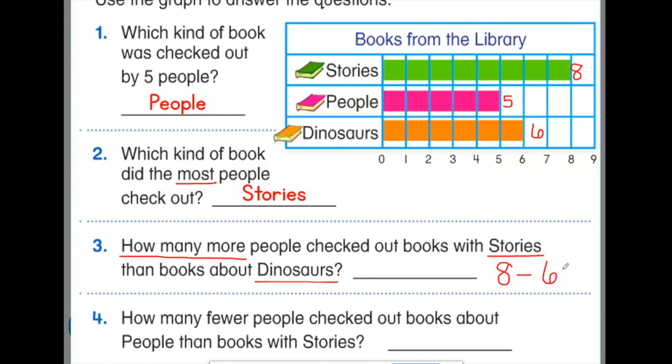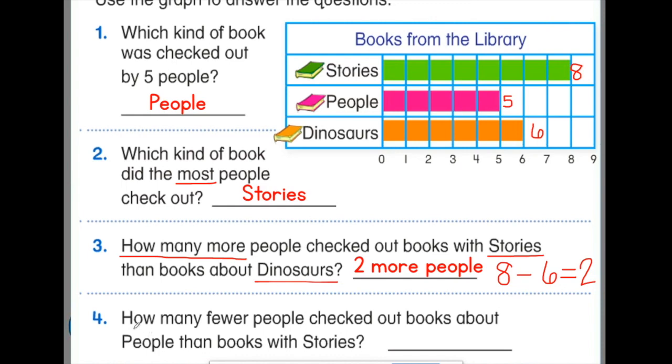Take a minute to use your strategies to figure out what that is. 8 minus 6. You should get an answer of 2. And that is our answer, that 2 more people checked out books with stories than dinosaurs.